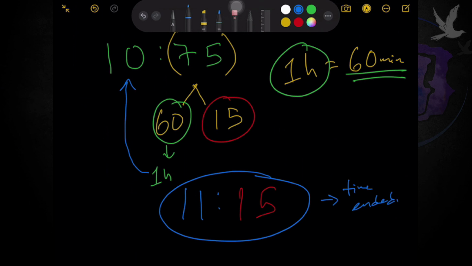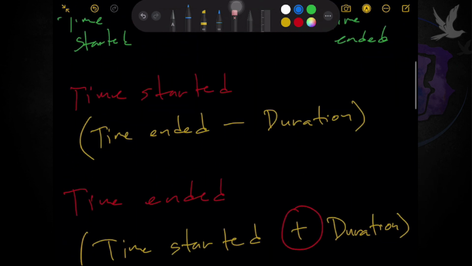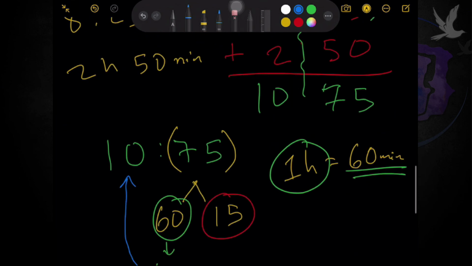Again, I advise you to make use of an actual clock that you can borrow sa bahay ninyo. O kung pwede yung mga maliliit lang. Okay? So, this is basically how you solve for time started and time ended given the duration. Okay? So, ganito lang.